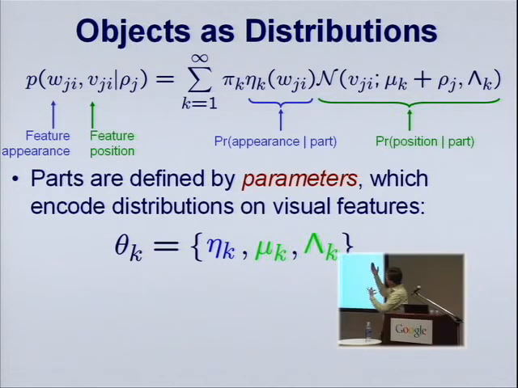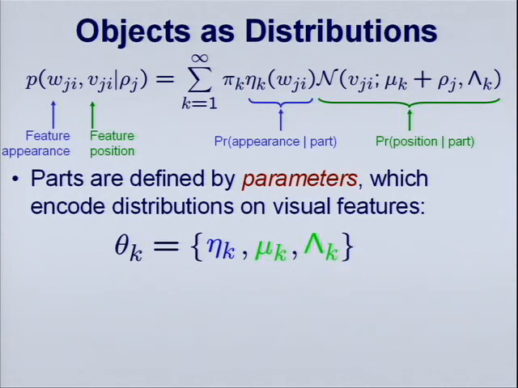Okay, so now I come back to my model of objects. I have exactly the same thing I had before, except now there's an infinite set of parts. And I'm going to put this Dirichlet process prior on the mixture weights. Okay? It turns out when you start thinking about building hierarchical models that relate multiple objects together, it's a nice way of thinking about this not as a mixture model, but as a distribution.